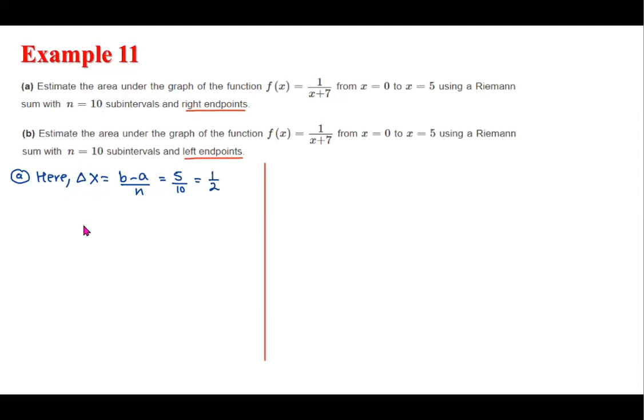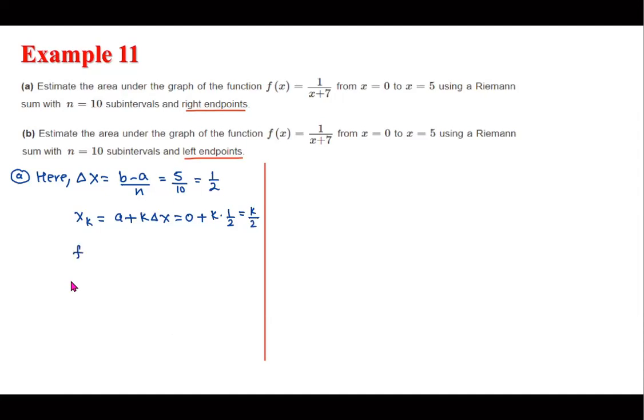That is the first step. The next step is you have to find xk. xk is different for different Riemann sums. For the right Riemann sum, the value of xk is a plus k times delta x. a is 0, plus k times delta x, which is a half. So 0 plus k times half is simply k over 2. That is the second step.